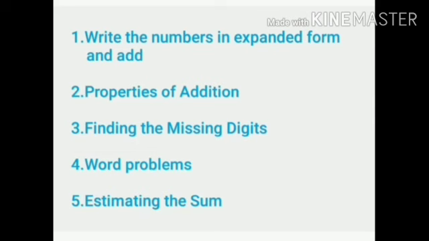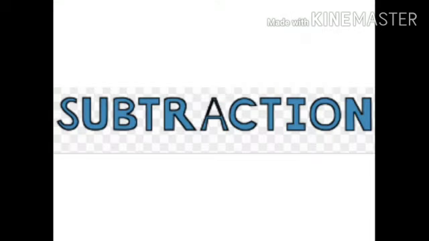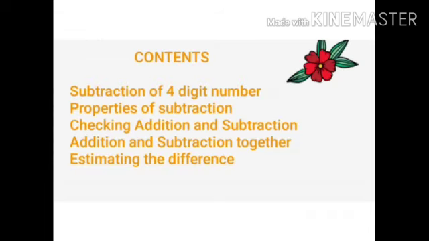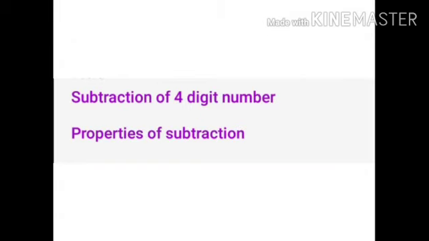Let us recall what was taught in the previous video. Write the numbers in expanded form, properties of addition, missing digits, word problems and estimating sum. Now let us start with the third chapter, subtraction. Contents are subtraction of 4-digit numbers, properties of subtraction, checking addition and subtraction together, estimating the difference. Today let us learn subtraction of 4-digit numbers and properties of subtraction.